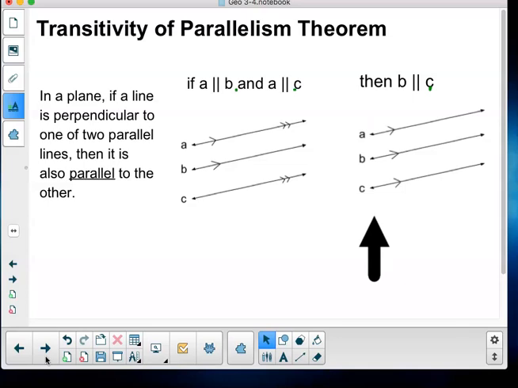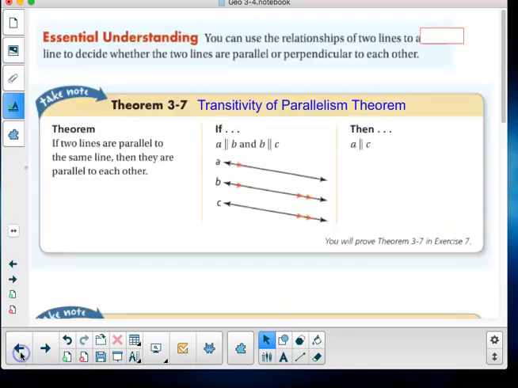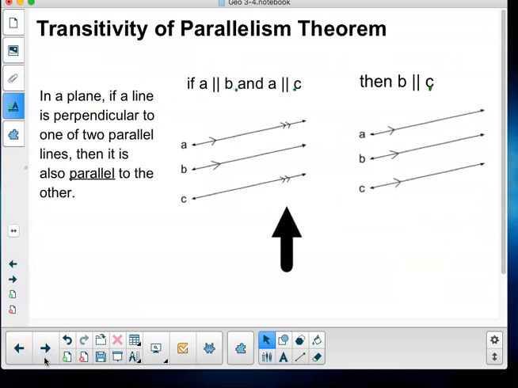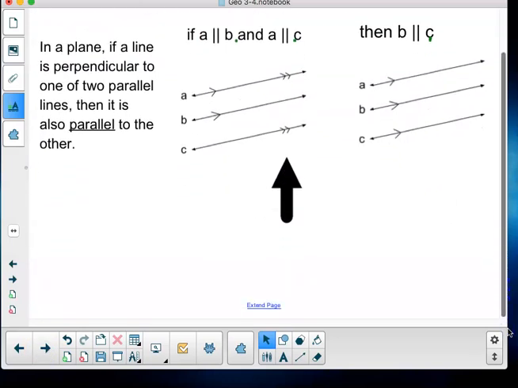Gosh, this looks like something that was on the very front page of our notes. Let's see where that is. Transitive parallel. Wow, that's the same thing. Check it out. Crazy! I just repeated myself. I apologize. You guys probably don't have that in your notes. So let's finish this thing up.